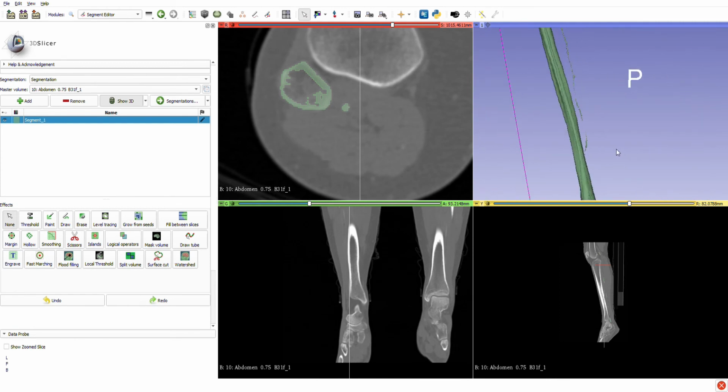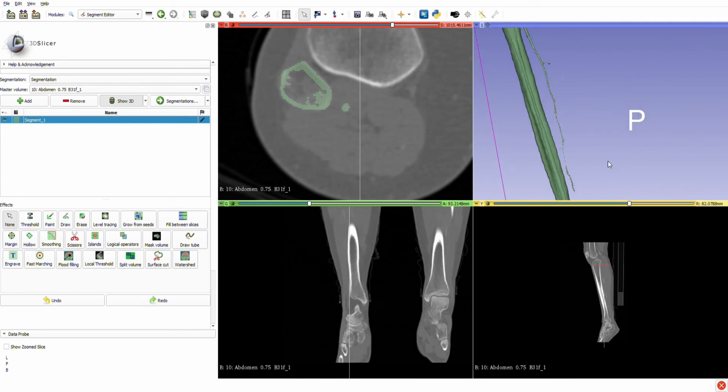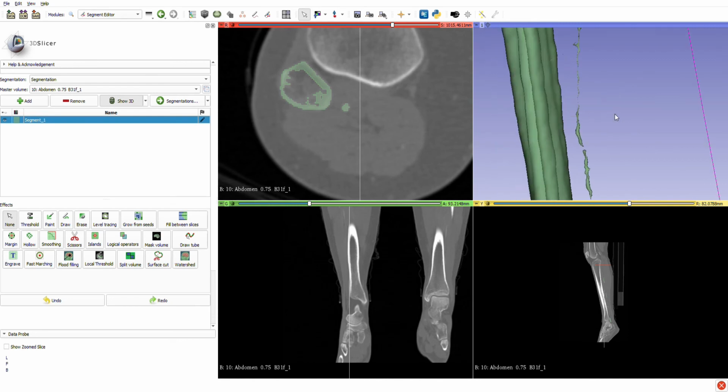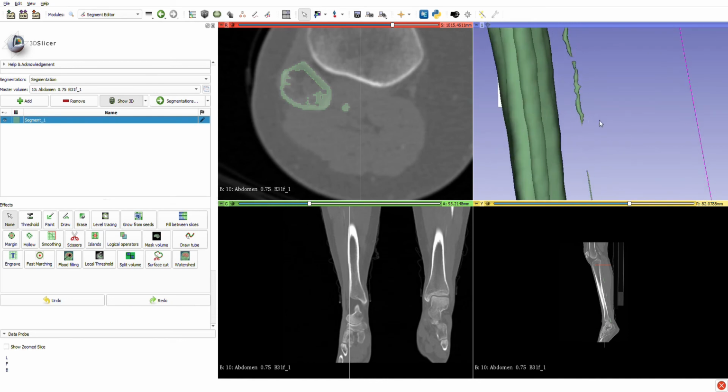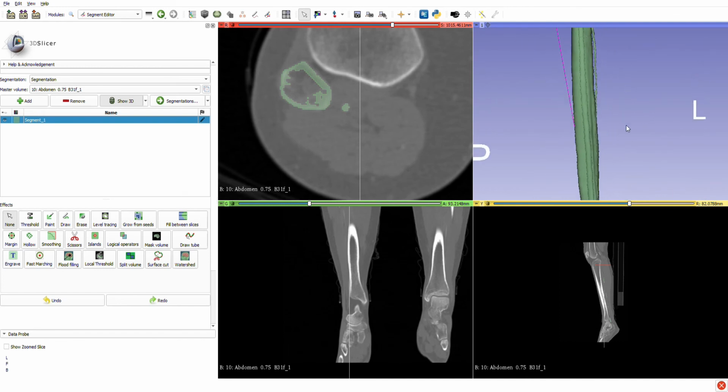Okay, and this is the right fibula and peroneal artery segmented. This is not perfect, but as I said, it is not needed to be perfect because the artery is only needed for orientation of the fibula in space.